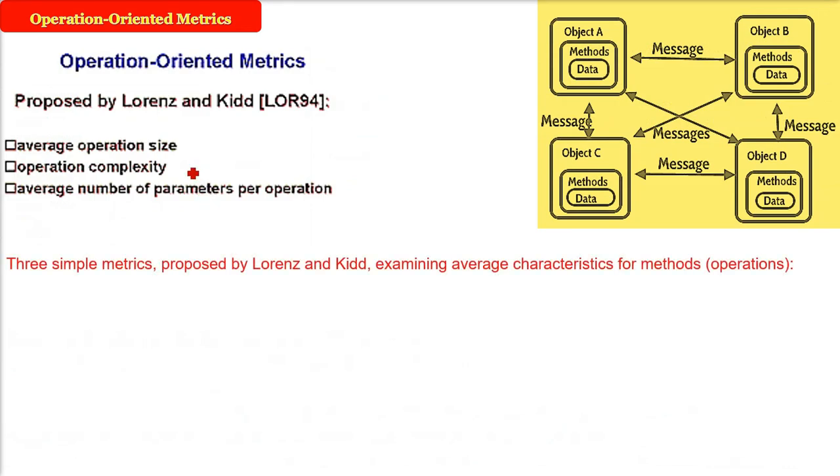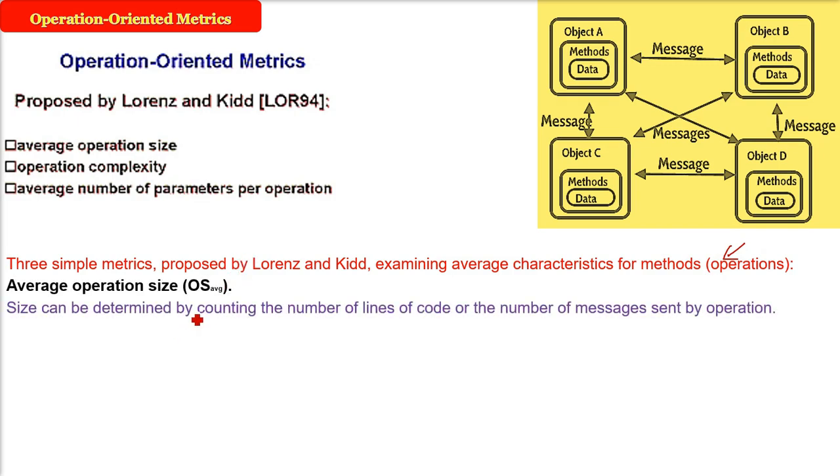So there are three simple metrics proposed by Lawrence and Kidd. How to examine the average characteristic of methods and the operation present in the class. The first one is average operation size, OS with the subscript average. Now size can be determined how? By counting the total line of code, LOC.